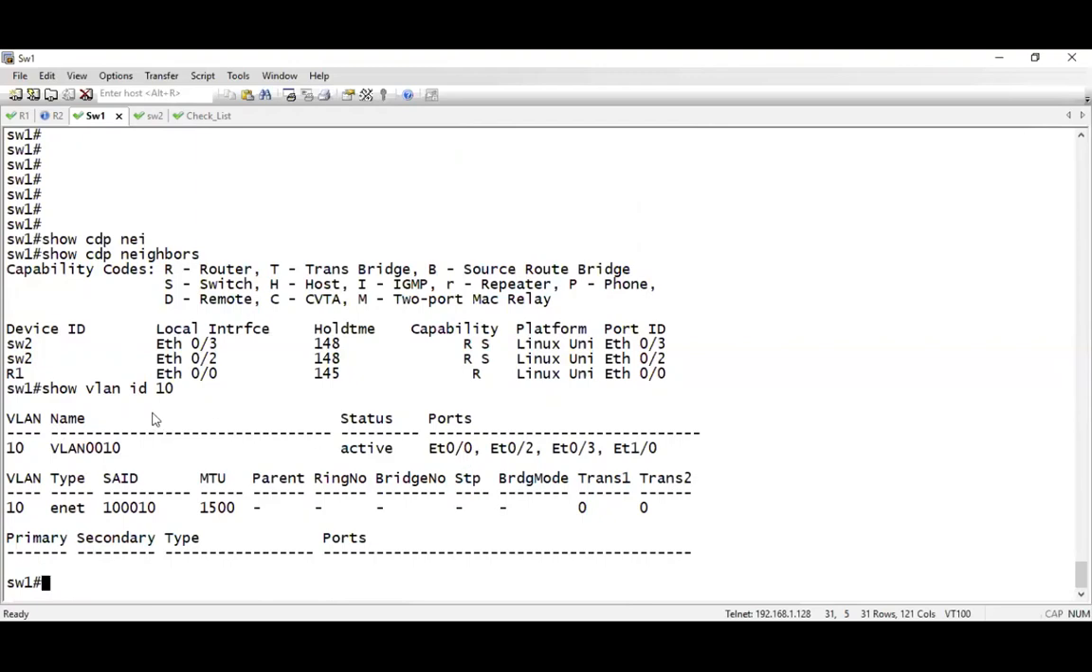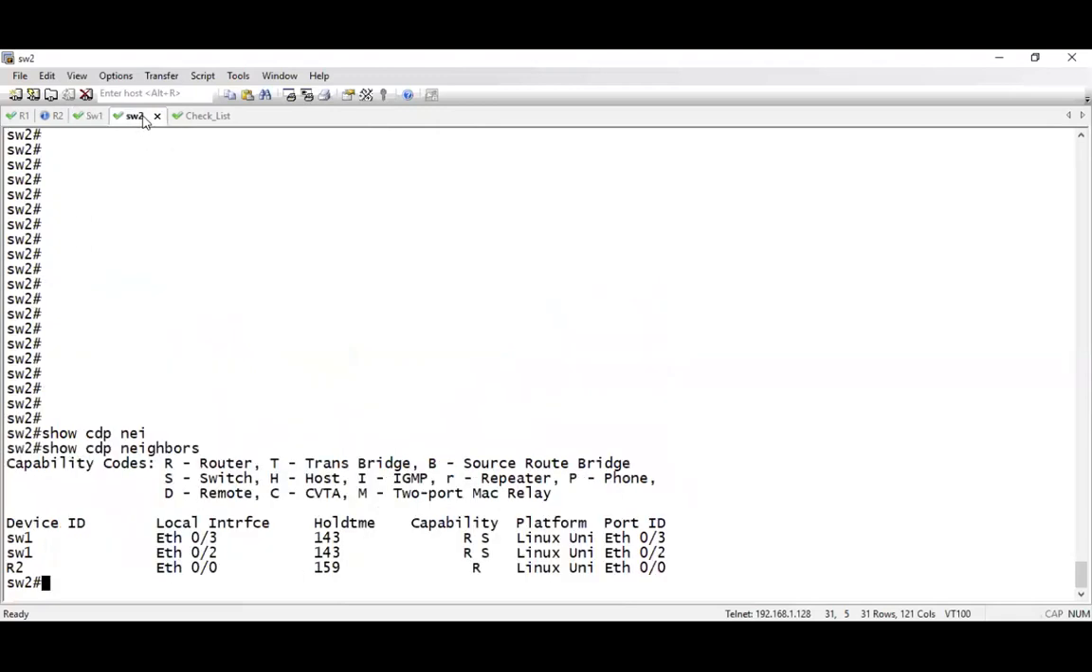Ethernet 0/0 is going towards R1, and Ethernet 0/2 and 0/3 are going towards switch 2. So we have passed this VLAN towards switch 2 as well as R1. We are good at switch 1. Let's do the same on switch 2.